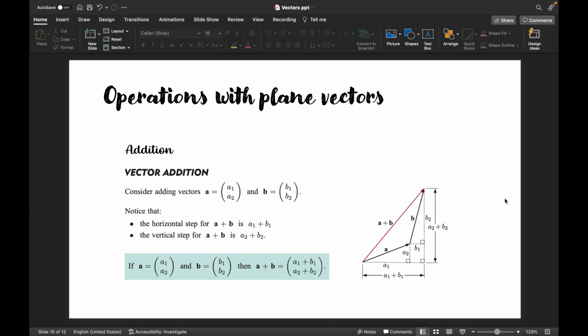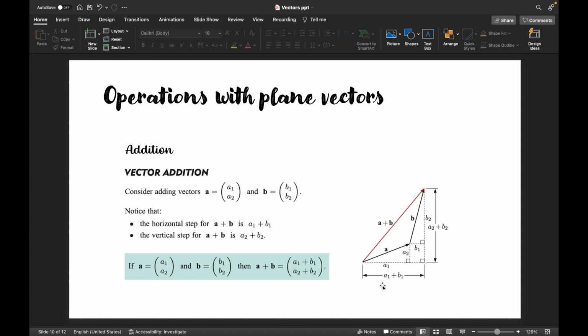Next topic is operations with vectors. We have three: addition, subtraction, and multiplication. In vector addition, we just have to add the x components and then the y components. So just imagine we have the vector A, which is (a1, a2), and B, (b1, b2). Notice that the horizontal step for A plus B is a1 plus b1, and the vertical step would be a2 plus b2. So you just have to add these two, and then write it like this. So this is what you need to do.